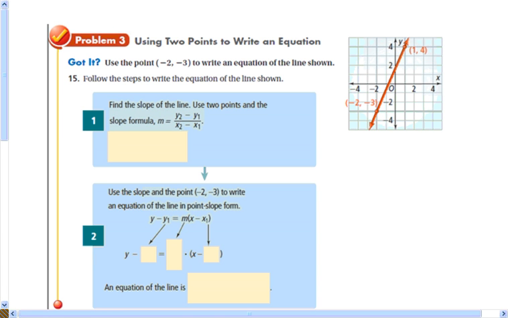All right, using 2 points to write an equation. All right, this is just a little bit different. If you're given 2 points, you can use point slope form just by using one of those points and then using the 2 points to find the slope. So the first thing you're going to do is use the 2 points to find the slope.